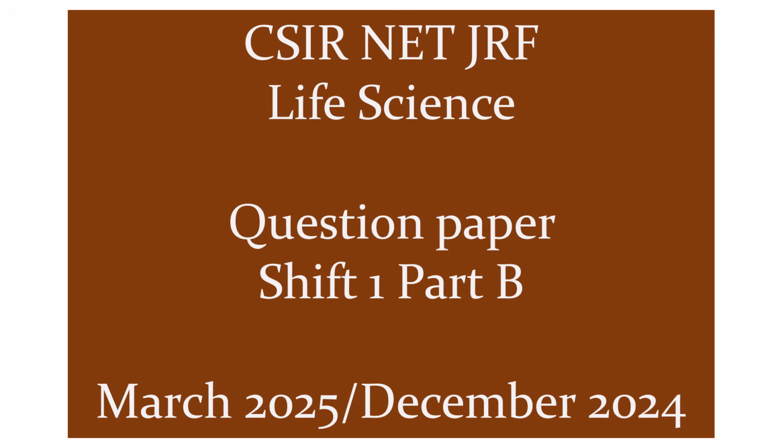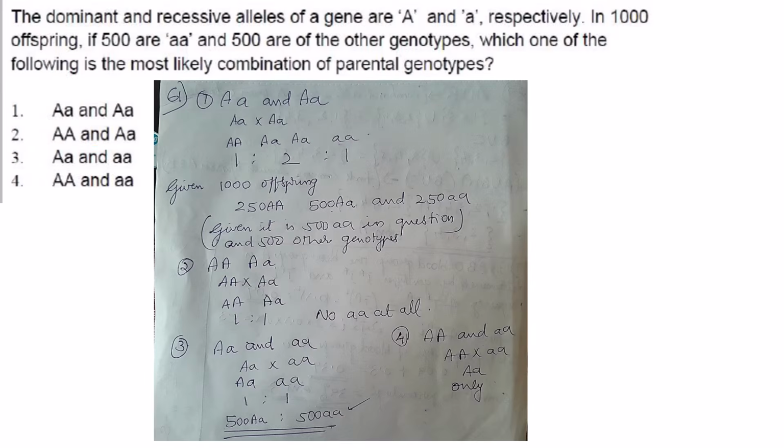So coming to the next question. So what does that say? The dominant and recessive alleles of a gene are capital A and small a respectively. In 1000 offsprings, if 500 are small a and 500 are other genotypes. So they can be capital A, small a or capital A, capital A. That is what is meant by other genotypes. Which one of the following is the most likely combination of parental genotypes?